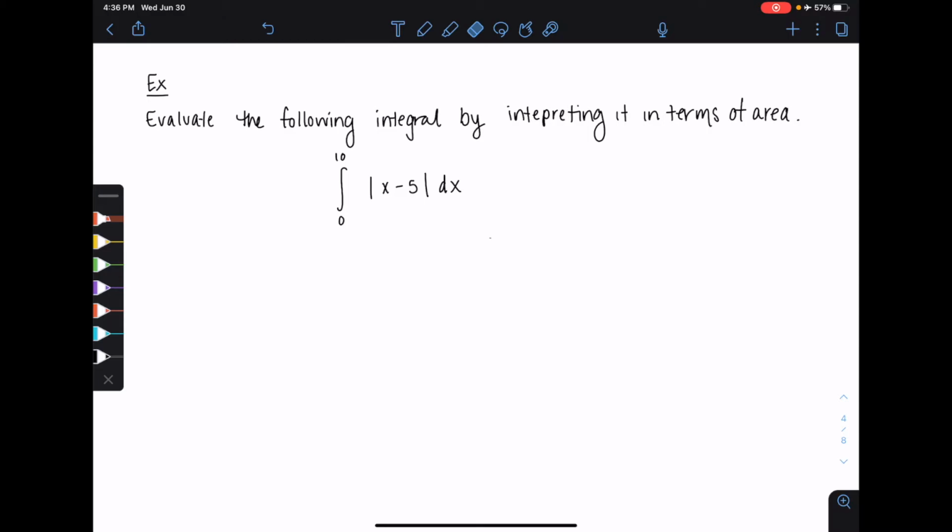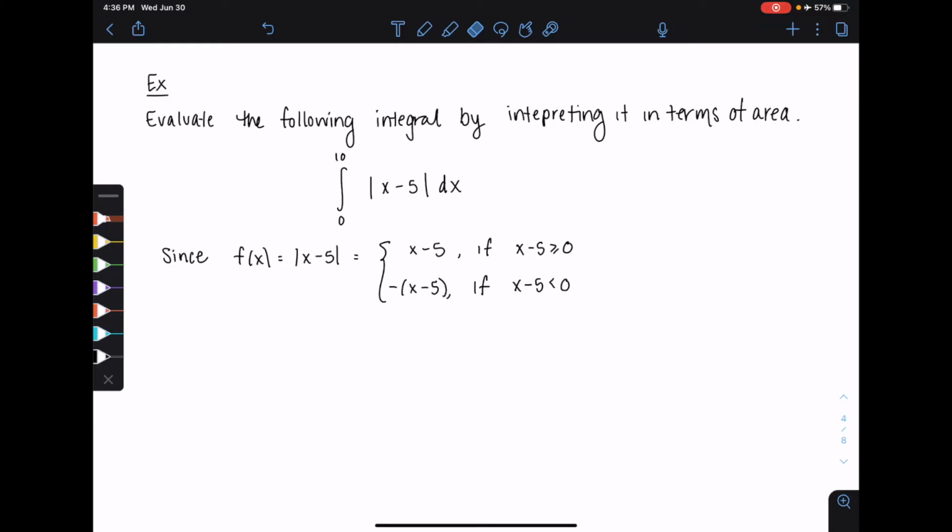So we want to integrate from 0 to 10 of the absolute value of x minus 5 with respect to x. So let's think about this function we're dealing with. Remember, our absolute value function is piecewise. You're going to get exactly the thing inside if the thing inside is greater than or equal to 0. You get the opposite sign if the thing inside is less than 0.